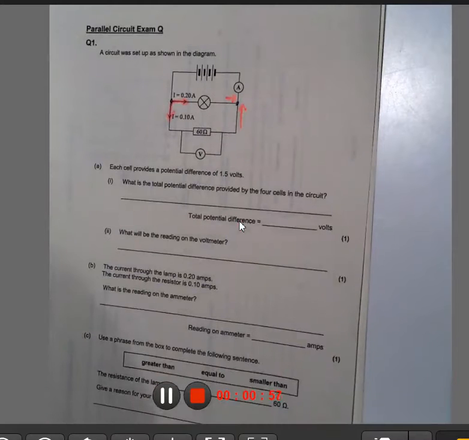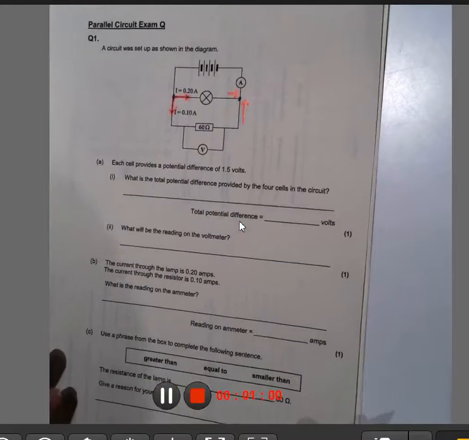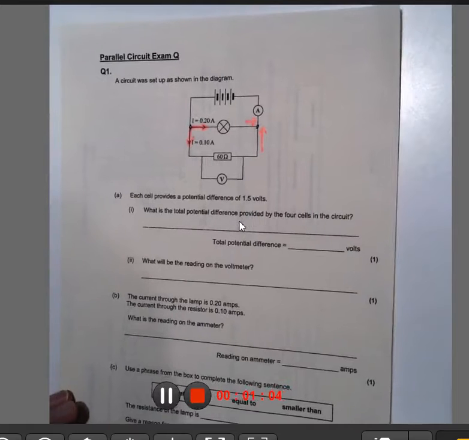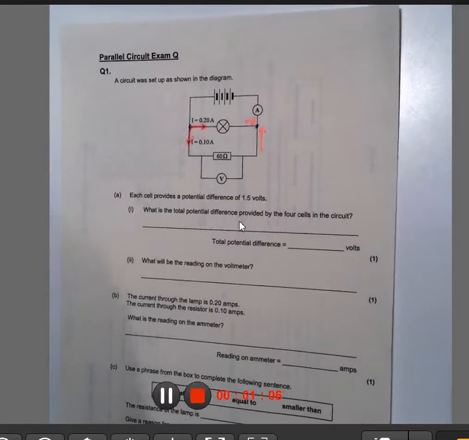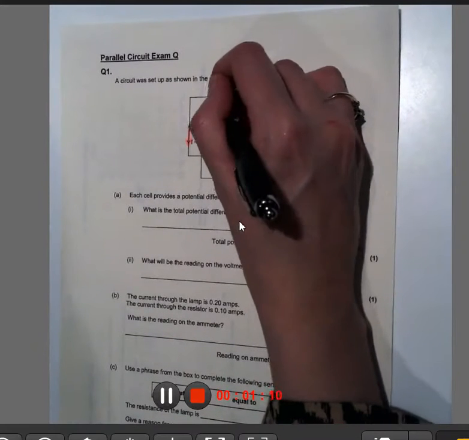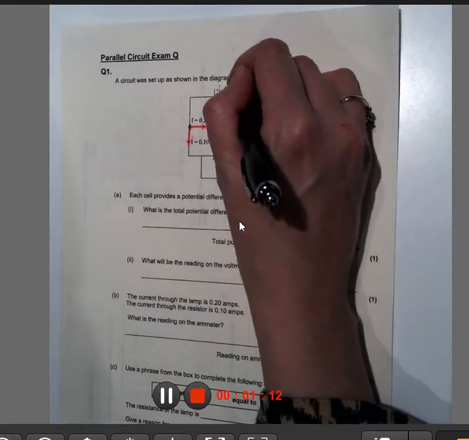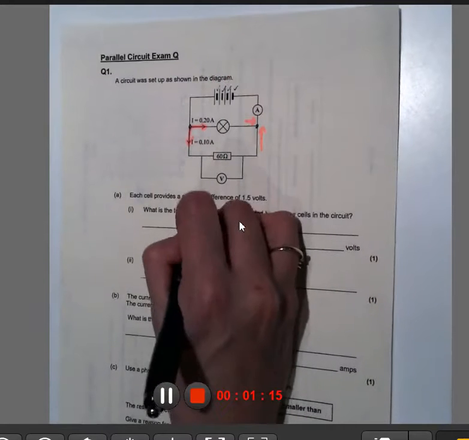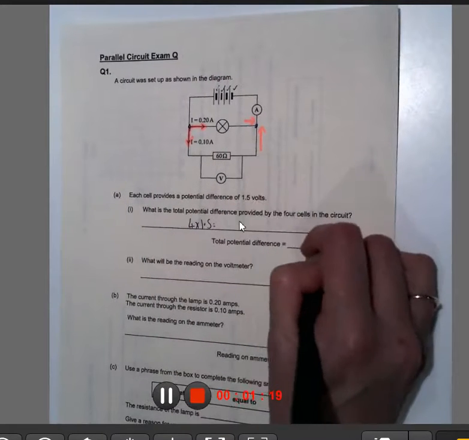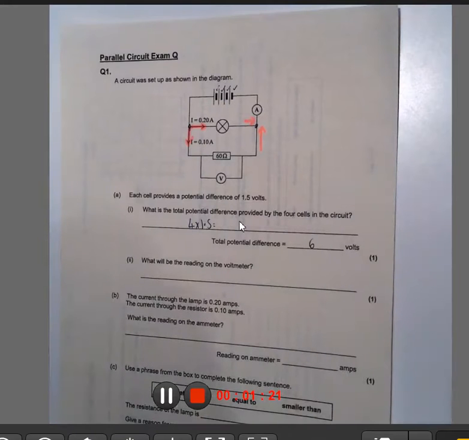Now, it says each cell provides a potential difference of 1.5 volts. What is the total potential difference provided by the cells in the circuit? So each one of these is 1.5 volts, and we've got 1, 2, 3, 4. So we're going to do 4 times 1.5, which equals 6. So our circuit is providing a potential difference of 6 volts from the cells.